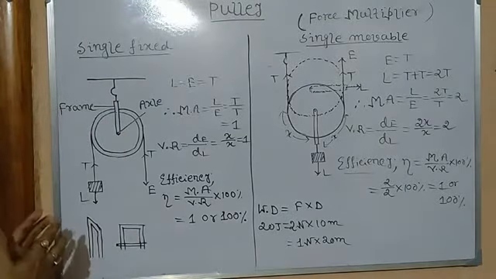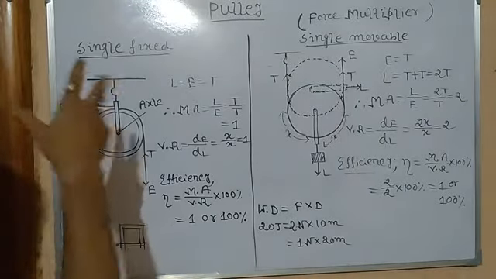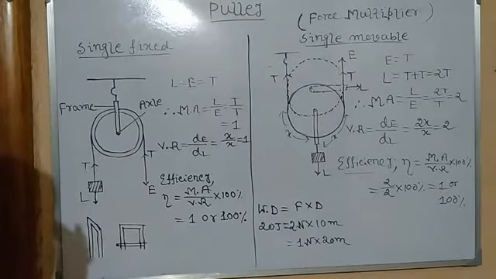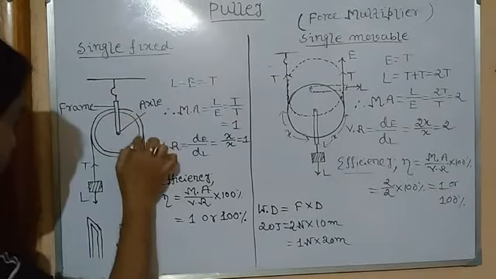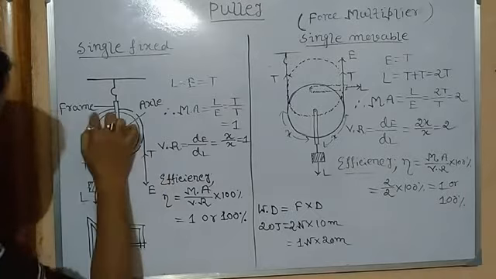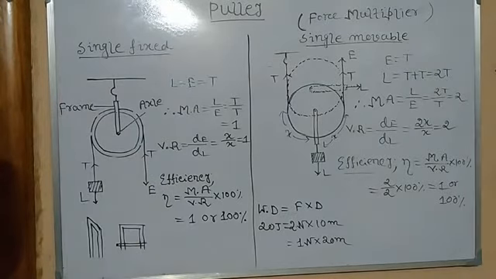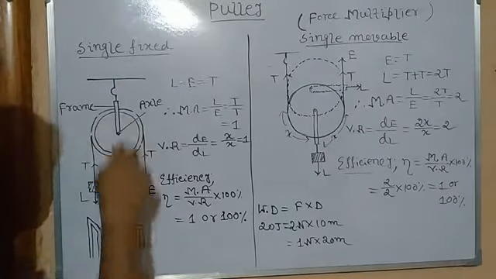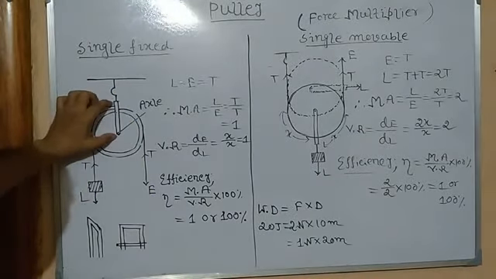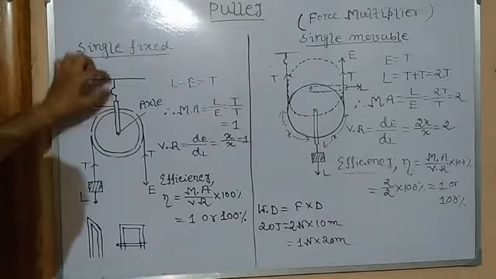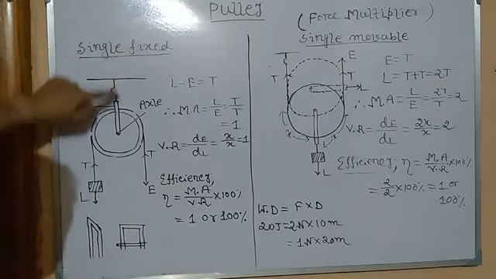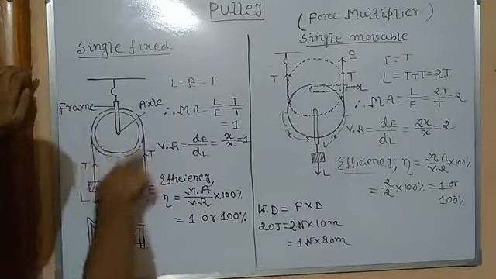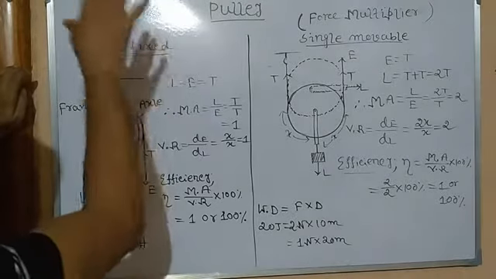So a single fixed pulley is made up of a circular metallic disc. Some parts are grooved. Some hinge or gap is placed, and it rotates about a frame, which is fixed by a nail, called the axle. This is the axis of rotation. You can see this part is fixed with a hook to a rigid support, so it cannot move. It is fixed, only the wheel rotates. That's why it is called a single fixed pulley.